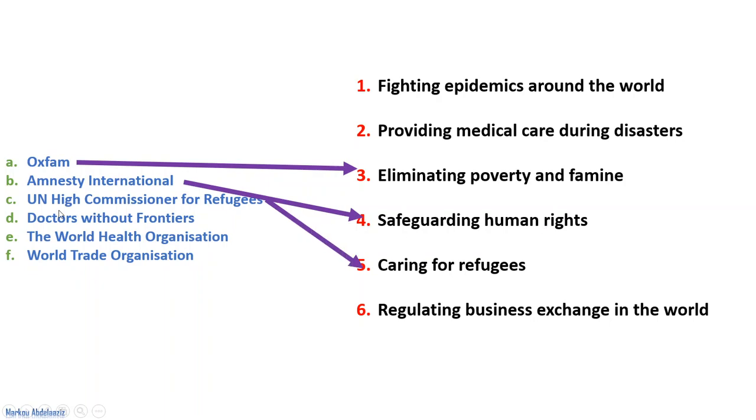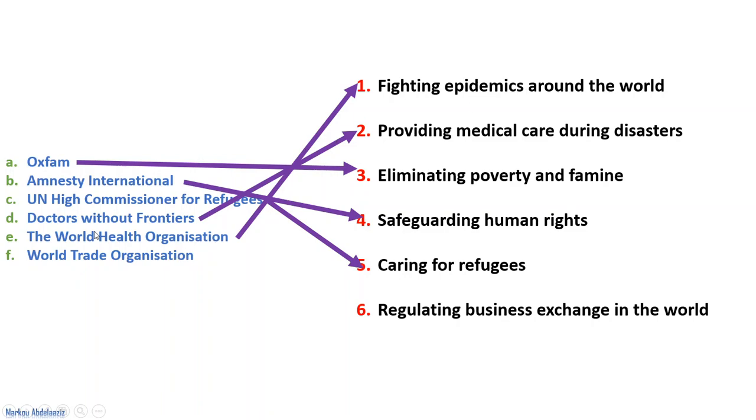Next one, the UN High Commissioner for Refugees takes care of refugees. So it's clear that it has to do with refugees. Here we have Doctors Without Frontiers. So it has doctors, then it has to do with medical care. This organization sends doctors during disasters. The World Health Organization, WHO, fights epidemics around the world.